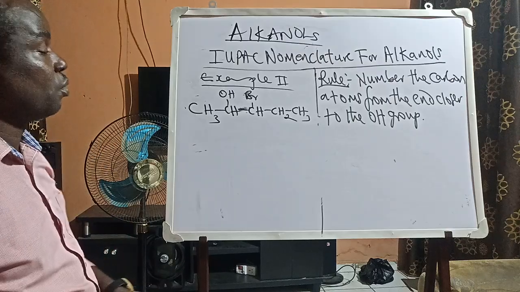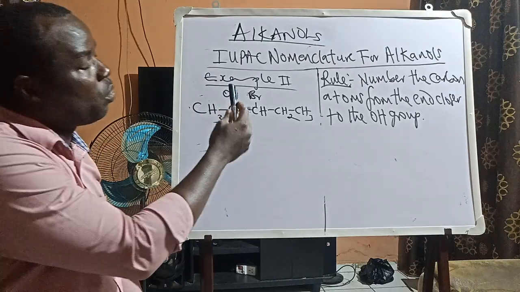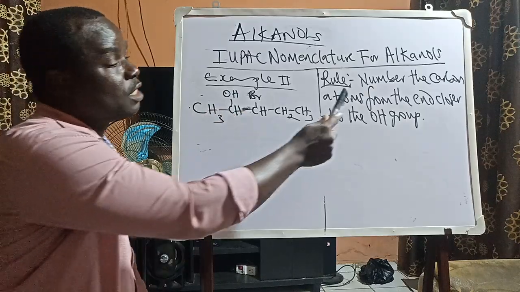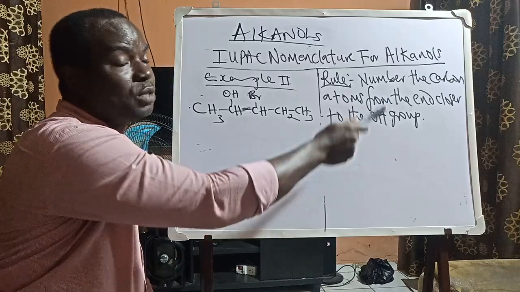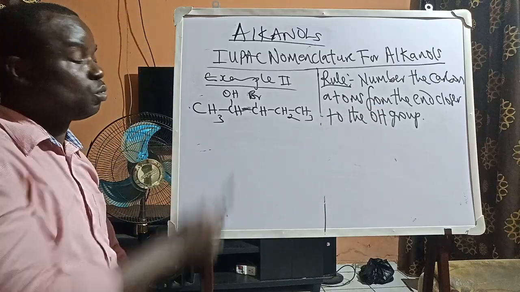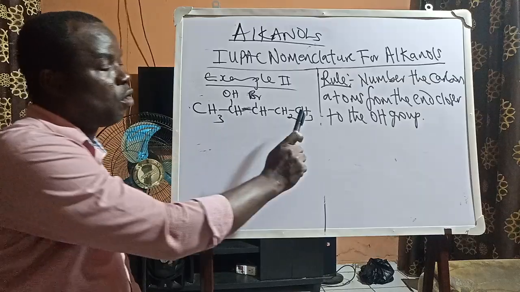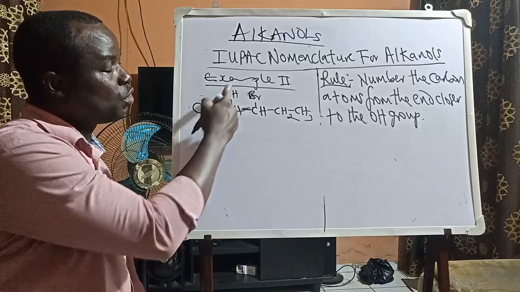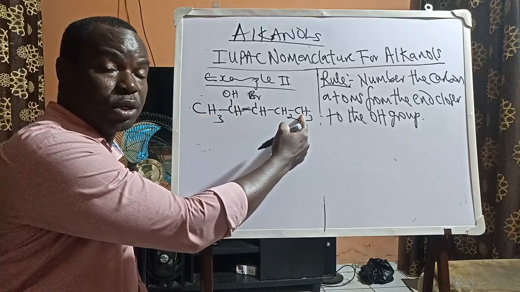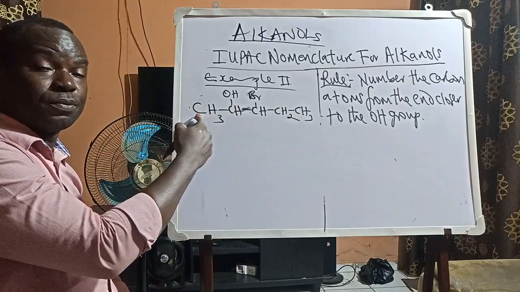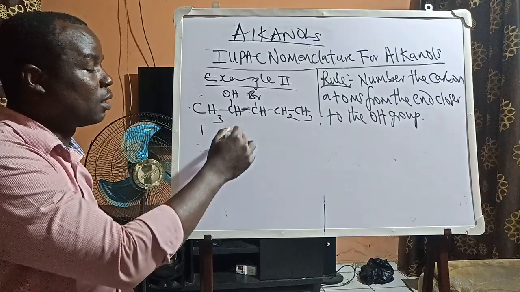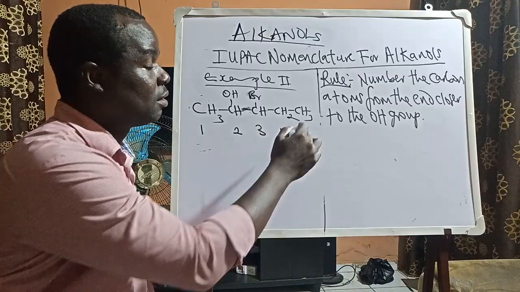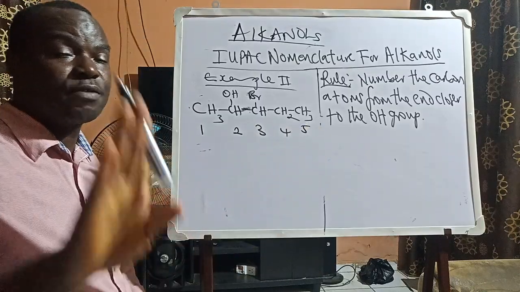Okay? Now, if you look at our OH, our OH is on this side. And the rule says number the carbon atoms from the end closer to the OH group. So are we numbering the carbon atoms from here or from here? Look away from the hydrogen. Let us check. So this carbon is closer to this OH than this carbon. Are you following? So we'll number it from this side. So we have carbon number 1, 2, 3, 4, and 5. So we have 5 carbon atoms here.